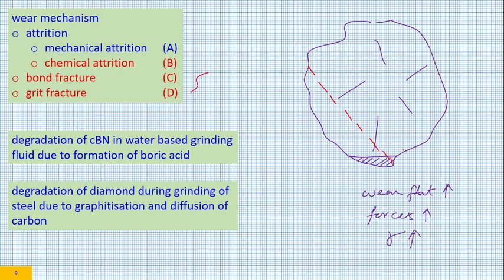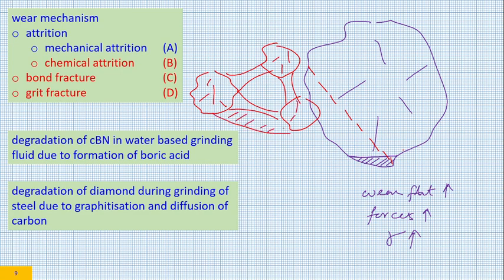Now once again let us go back to wheel loading. These are the bond posts, these are the grits, and here you have loaded particles, and because of that what may happen, these two grits themselves may go out because of bond fracture. So bond fracture is discussed, which will lead to radial wheel wear.